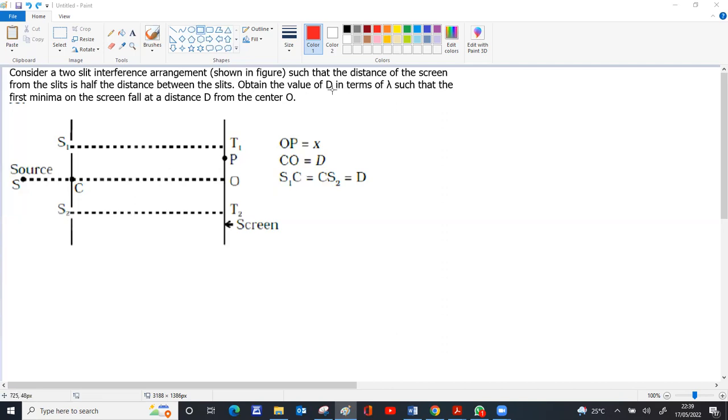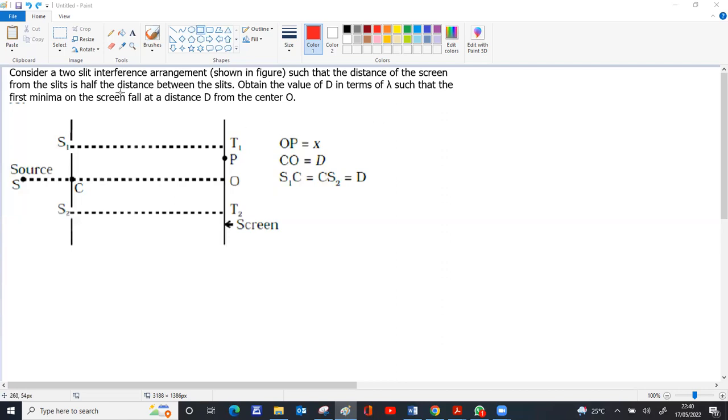Obtain an expression for D in terms of lambda, such that the first minimum of the interference pattern on the screen falls at a distance D from the center. If this is O, the distance D from O is T1 or T2, because it's already given that S1C is D and CS2 is D. So the point where the first minimum falls, D from the center O, is T1 on the upper side or T2 on the lower side.